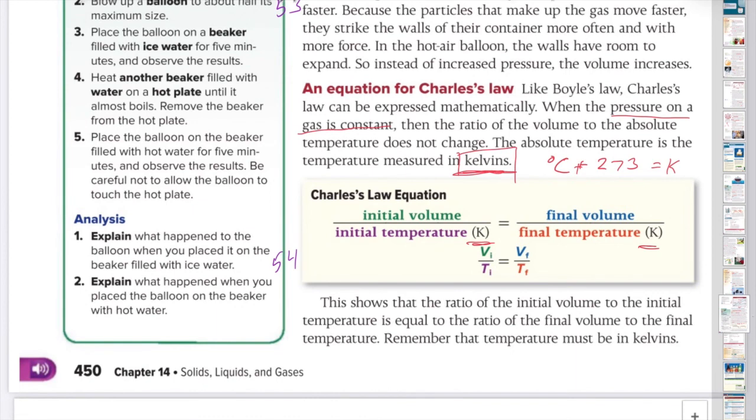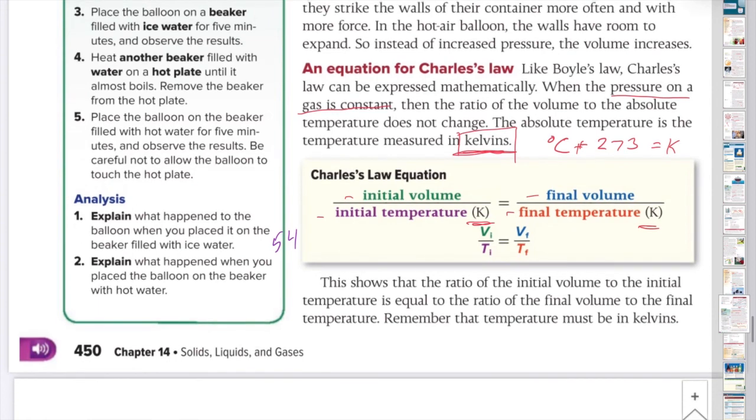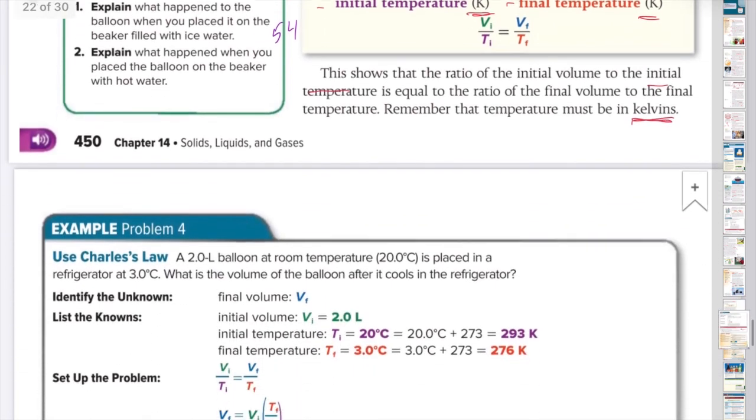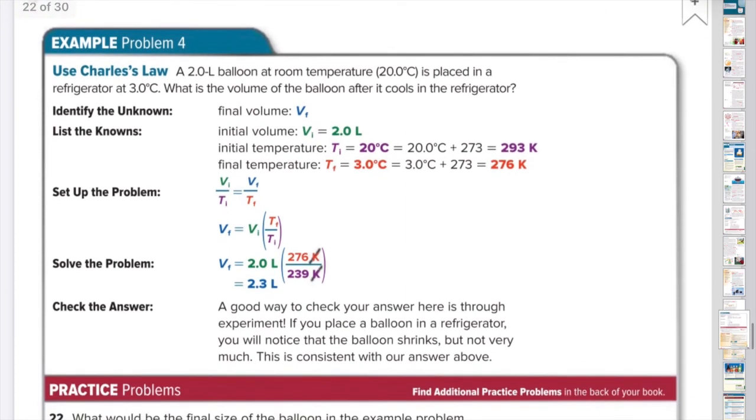Okay. So Charles' law equation. The initial volume divided by the initial temperature in Kelvin is equal to the final volume divided by the final temperature in Kelvin. And again, if you know any three of these, you can figure out the fourth one. So this shows that the ratio of the initial volume to the initial temperature is equal to the ratio of the final volume to the final temperature. Remember that temperature must be in kelvins. So remember that when you're doing the example problems later.